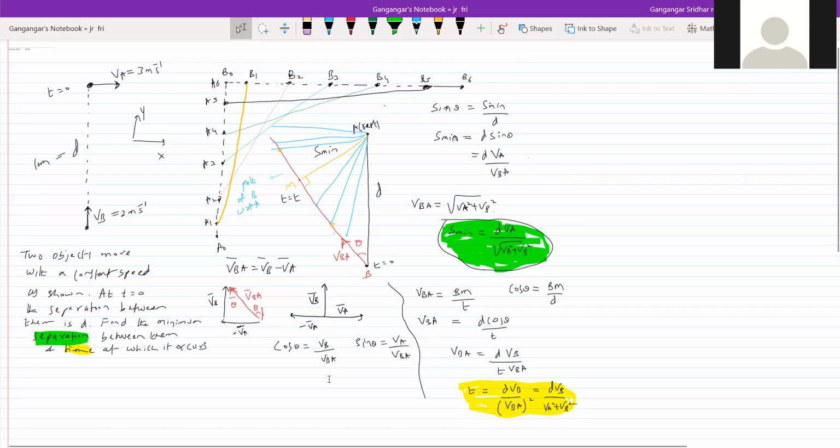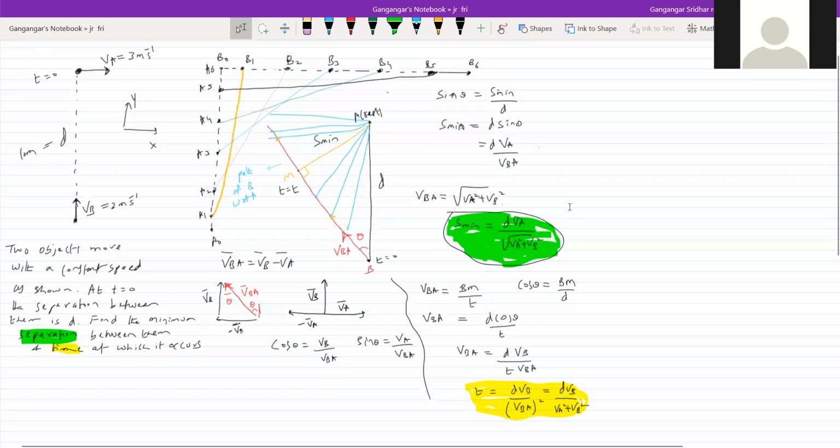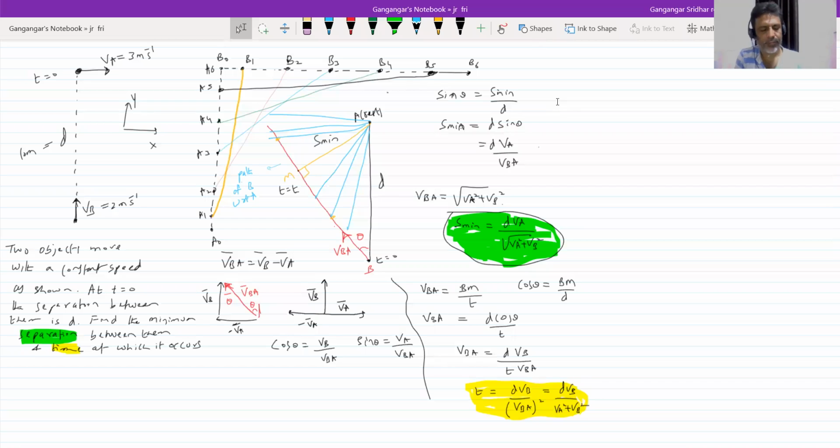Sir, VBA value is not always root over of VA square plus VB square, right? What do you mean by always? Here, because the velocities are perpendicular to each other, we got them to be like this. In this problem, I did like this. It's not that with this formula I can solve any problem. No. In this situation, the formula ended up like this. I'm not saying there's a formula, now go and solve any problem. I'm telling there's a method. This method will help you to solve most of the problems, not this formula.